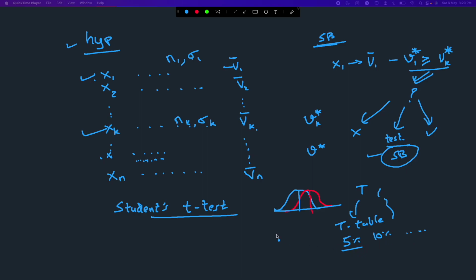So let's take a look at 5% error. If this t value is higher than the 5% error entry, that means I'm more confident that these distributions are significantly different, and then I can reject this hypothesis. So this is a cheaper test compared to strong branching. If I can simply reject this hypothesis, then I don't have to do the strong branching. But if I can't reject this, then I'll have to do the strong branching.